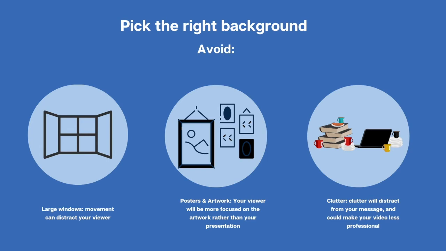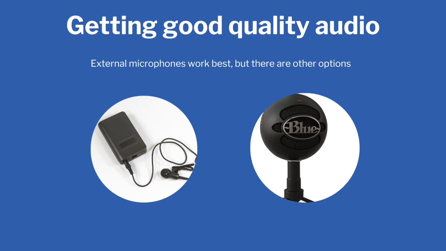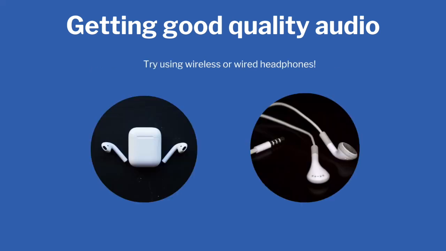Finally, let's talk about ways to make your audio a good quality. So the best way to get good quality audio would be to use an external microphone, like a lavalier mic or a snowball mic, but most people just don't have those laying around. Instead, you could use a pair of wireless headphones like AirPods connected to your recording device that will pick up the sound if it's in your ear.